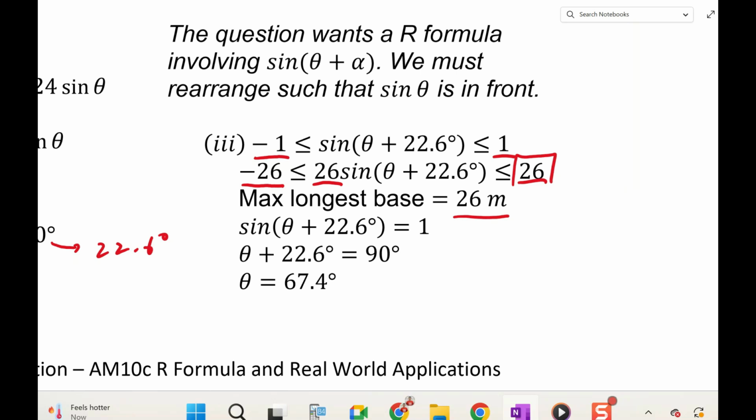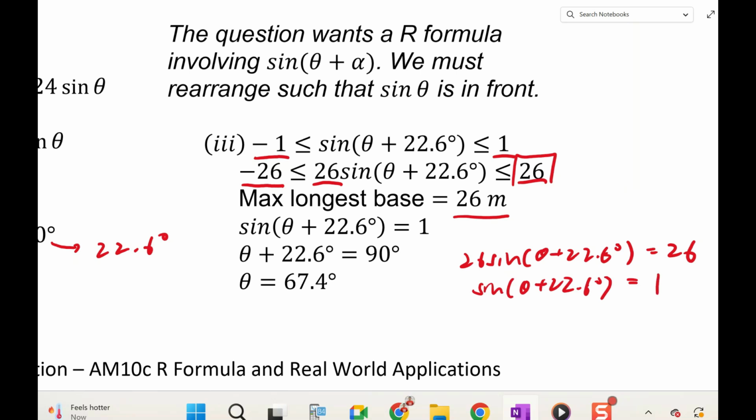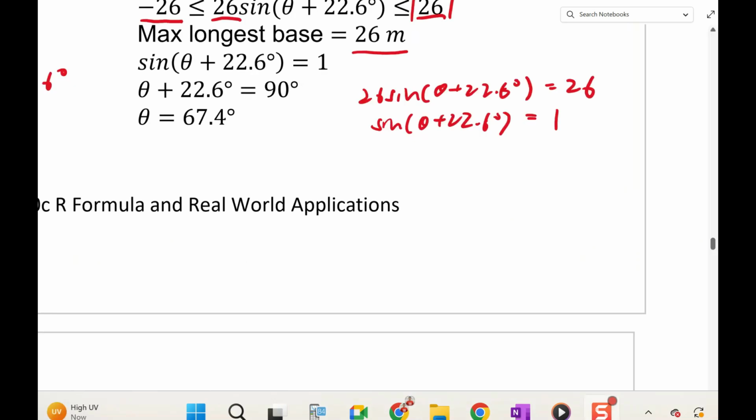Or if you cannot visualize it, you can take 26 sine of (theta plus 22.6) equals 26 first, because we know that 26 is our maximum value. And then you divide 26 on both sides, and you will still end up with sine of (theta plus 22.6) equals 1. Afterwards, we can draw our sine graph, and we know that our maximum value is 1.